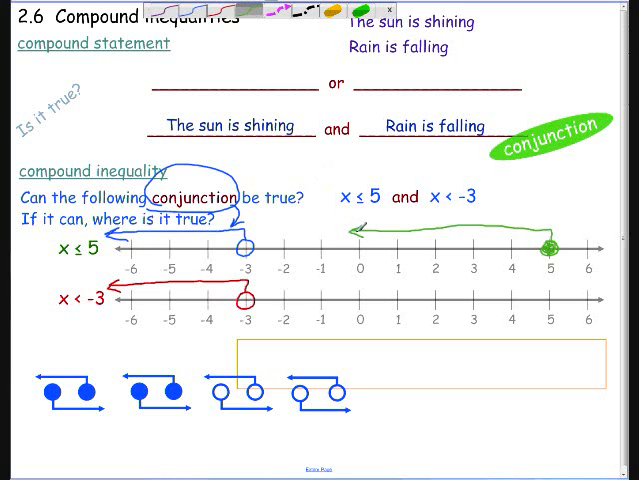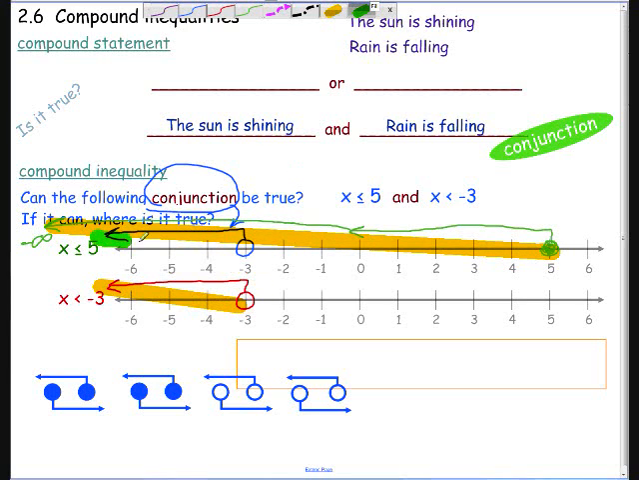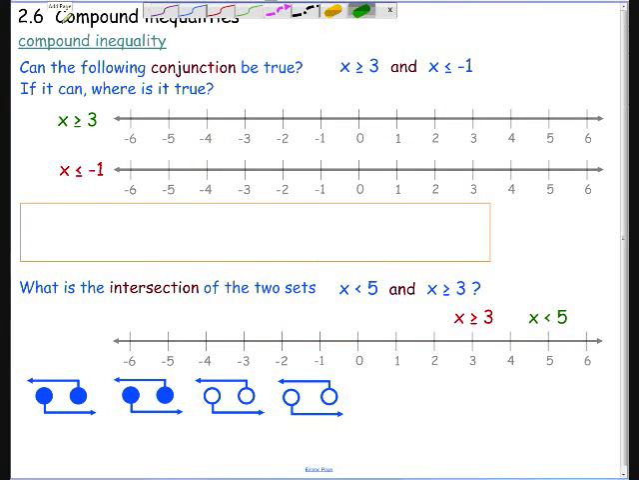Why is that so? Well, of course I didn't draw this all the way, but we know that that goes on to negative infinity. So the only place that these are both true, this one and this one, is right here. Okay? That's a conjunction. We have another type of compound statement that we'll talk about in just a minute.